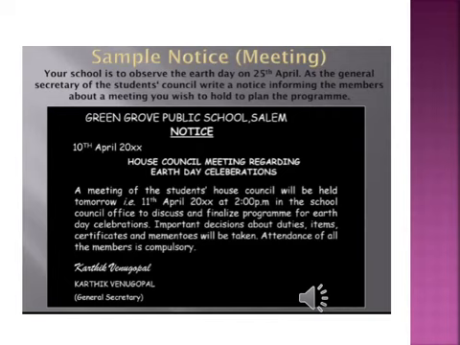Karthik Venugopal, that is the signature. Then down, the name is written, Karthik Venugopal, and his designation is written in brackets. You can use brackets or you can avoid brackets. There is no problem.